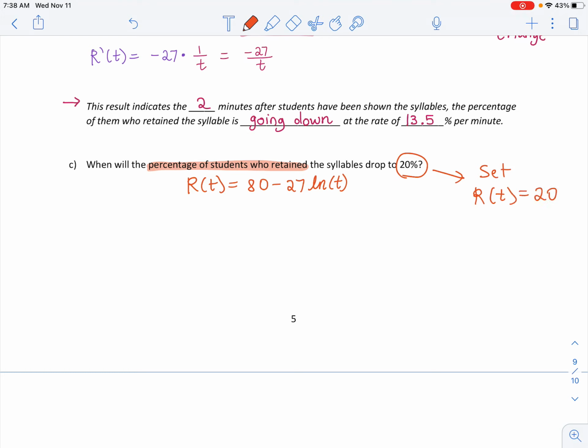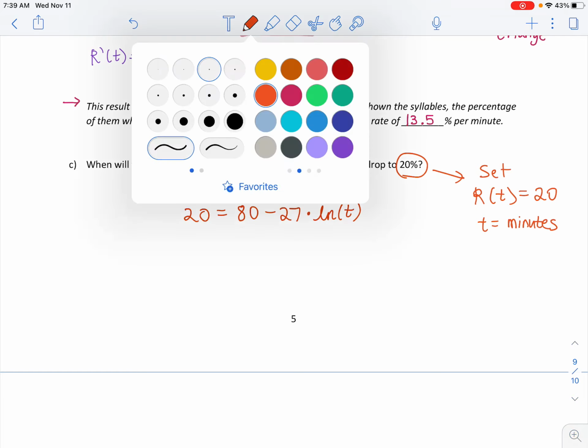Now I can see someone may ask, why don't we plug in t equals 20? Because what does t stand for? T stands for number of minutes, right? So when they gave us 20%, 20% is not a t value. So let's go ahead and say 20 equals 80 minus 27 times natural log of t.